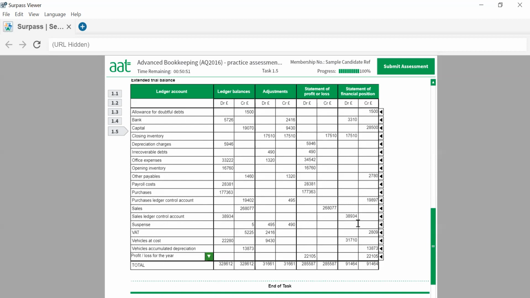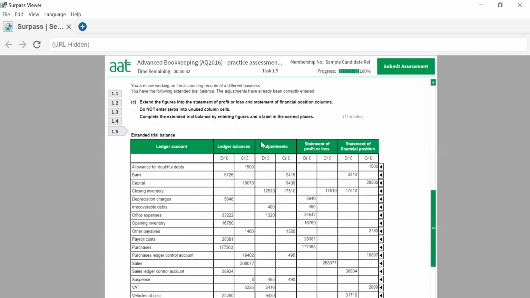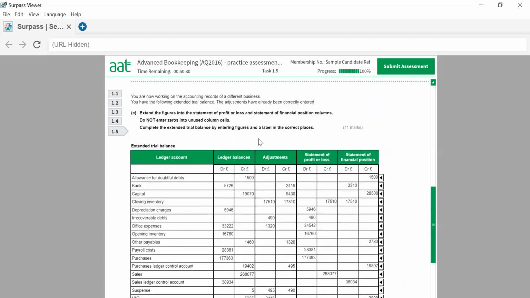Sales ledger control account. So your debtors are 38,394, but you're also going to put aside an allowance for doubtful debts of £1,500, and that will be your figure in your statement of financial position. But anyway, for this purpose, you just need to be aware of where it goes in the extended trial balance, okay? And that's what we're doing.